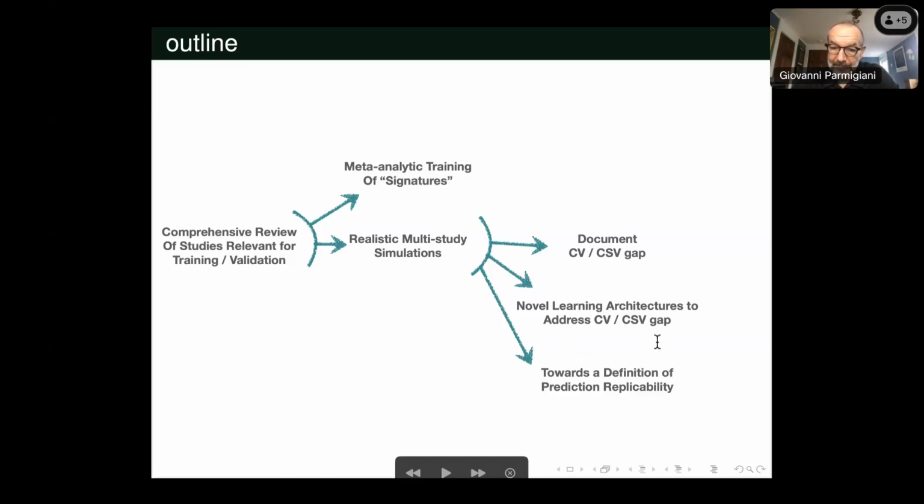Finally, if I have time, I'll tell you a little bit about a more conceptual, philosophical, decision-theoretic hobby of mine, which is to try to figure out whether, in the context of prediction, we can define replicability from a perspective that is motivated by decision theory. So I hope to tell you a little bit about that.